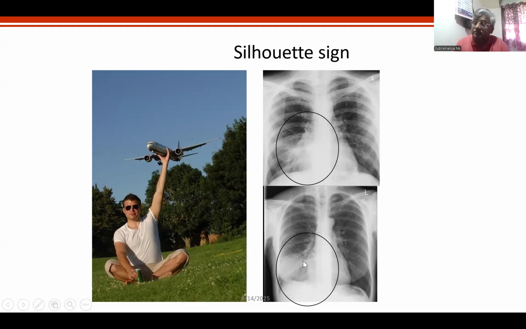Whereas in the lower film, what you are seeing is that the right cardiac border is distinct from the pneumonia. That means this pneumonia is not in the same plane as the right cardiac border. Therefore, this is right lower lobe pneumonia because the right cardiac border is distinct.